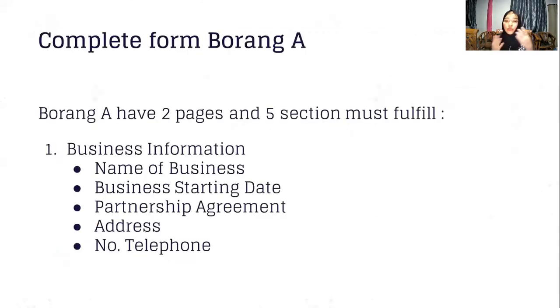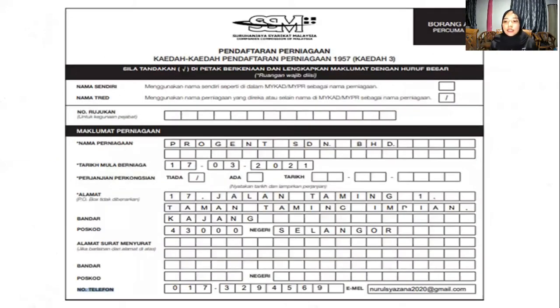So next, we proceed to the next form, which is Borang A. When you download that PDF form, we have two pages, with 5 sections that must be fulfilled. The first section has business information, which includes the name of the business, starting date, partnership agreement, address, and also telephone number. So here we provide the borang.